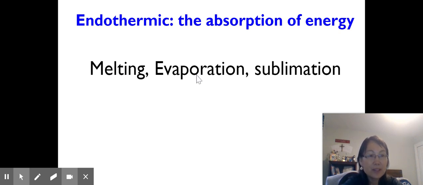Like melting, when we melt stuff, we need to heat it up, right? And evaporation, like when water is boiling and evaporating, we need to heat it up, right? And the sublimation from solid to gas. These three processes, we need to give it energy. So that's called the endothermic process. Okay, that's why when we have snow, the temperature can go down, because when snow melts, it needs energy. So it absorbs energy. We call the process endothermic process.